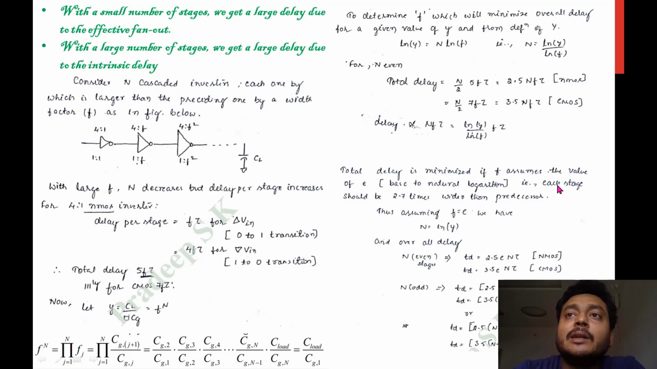And we can finally say that each stage should be almost 2.7 times wider than the predecessor. That means to get the optimum delay, this inverter should be 2.7 times greater than the predecessor. We should not take exactly 2.7 there, so we'll try to round it off to 3 or something like that, 3 times larger than the predecessor. This should be 3 times greater than this, and this should be 3 times larger than this device. So this will be your cascade stages.